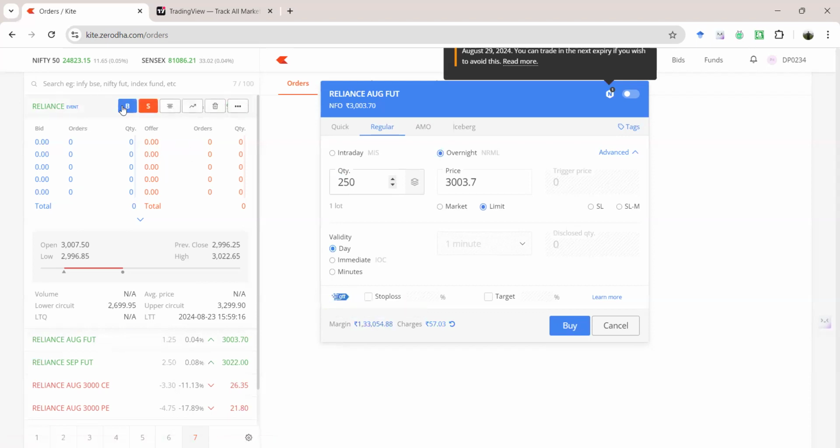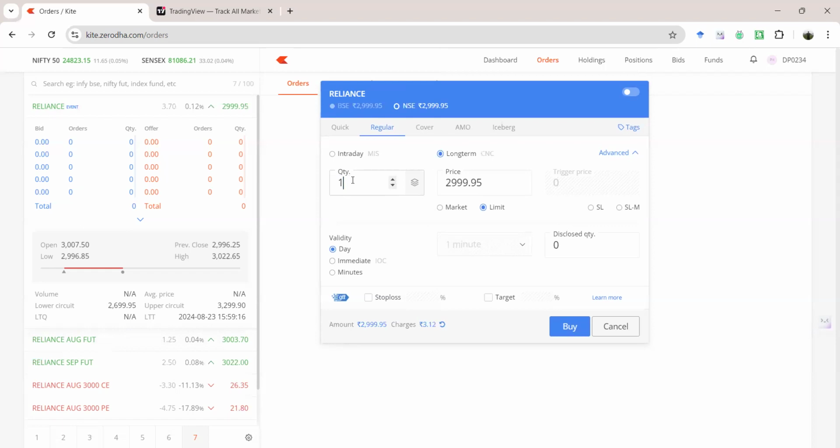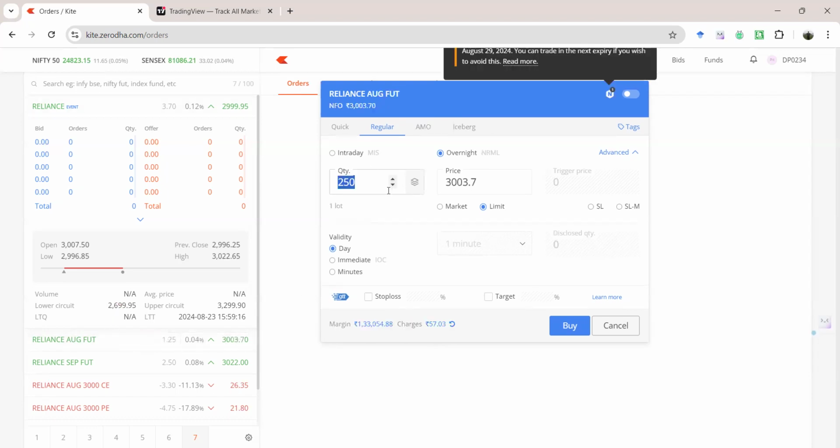If we go for buying 250 shares, we need 7,50,000 rupees cash. But for futures, we need margin. We don't need cash. We can take this trade based on our margin available. Why are futures and options used primarily? These are hedging products. What is the meaning of hedging?